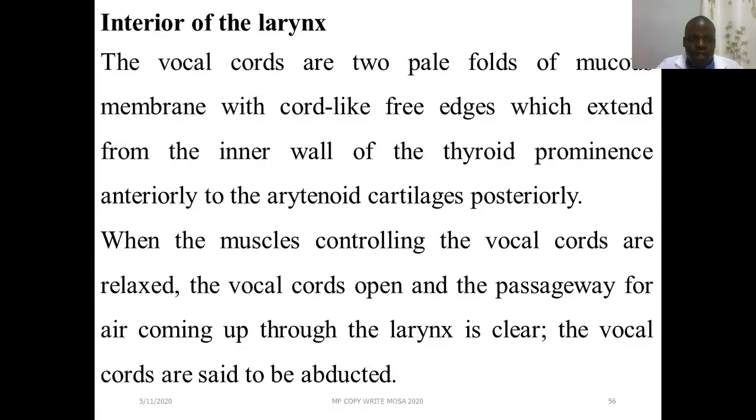Interior of the larynx. The vocal cords are two paired folds of mucous membrane with cord-like free edges which extend from the inner wall of the thyroid prominence anteriorly to the arytenoid cartilages posteriorly. When the muscles controlling the vocal cords are relaxed, the vocal cords open and the passageway for air coming up through the larynx is clear. The vocal cords are said to be abducted. They get wider when this happens.